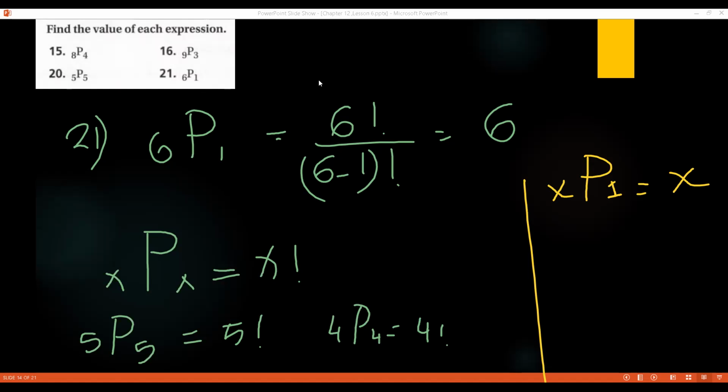Such as permutation of 1 from 7, it will be 7. 7 only, not 7 factorial. Permutation of 1 from 8, it will be 8. But permutation of 8 from 8, it will be 8 factorial. But 1 from 8, the answer will be 8. This is a general formula, just an extra piece of information, or you can find the answer from your calculator. Is it clear? Yes, miss. Okay.